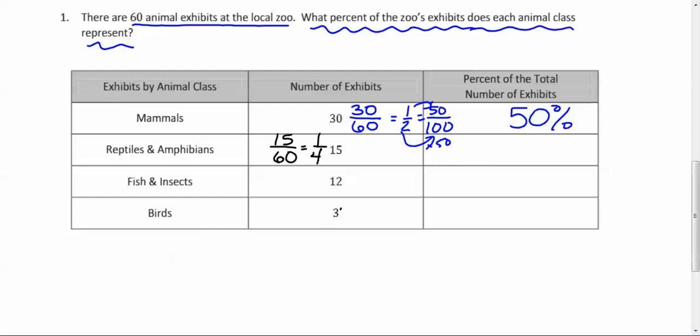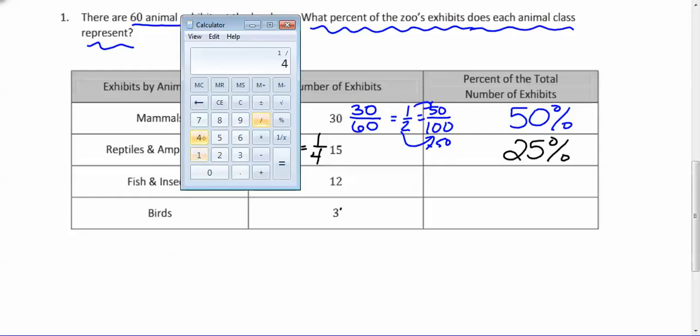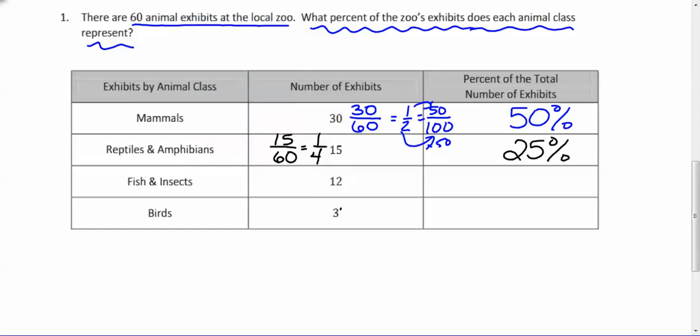Yep. So 1/4. If you had a quarter of a dollar, what percent do you have, Peyton? 25%. Very good. And if you're wondering where we're coming up with this number, you take 1 divided by 4, you're going to get 0.25 or 25%. If you were to take 15 out of the 60 reptiles and amphibians, you're going to get 0.25, so 25%.